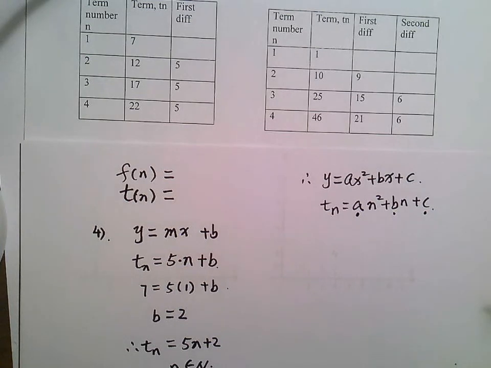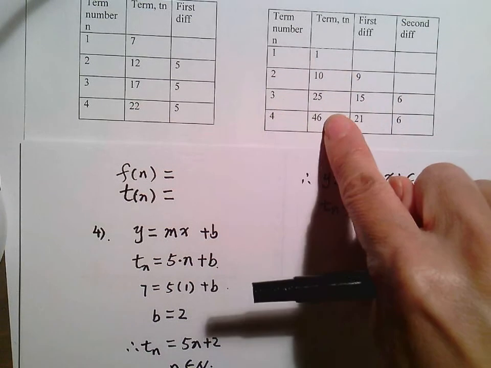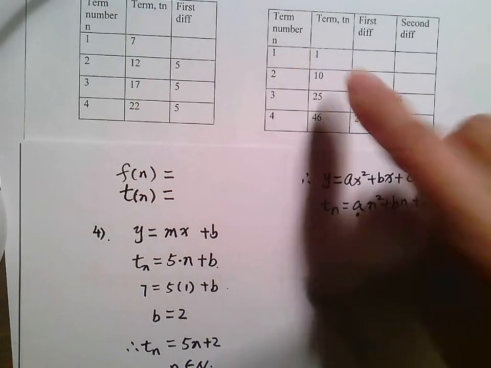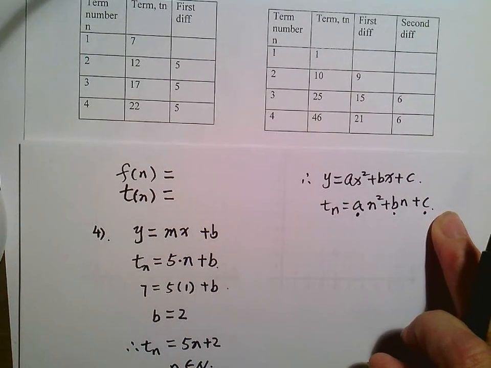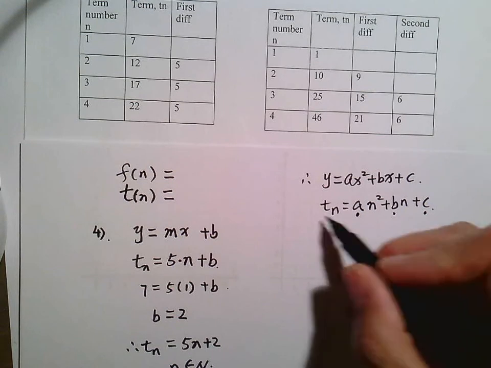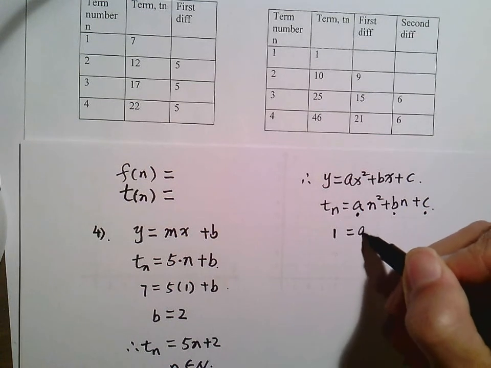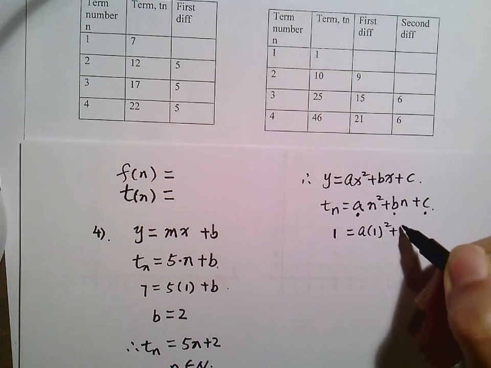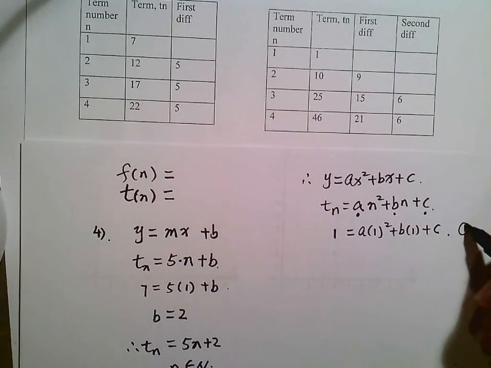There are 3 variables, and in order to determine 3 variables, you need 3 equations. Look at this table. You have so many pairs of term number and term value. All of these satisfy this equation, right? So when the term number is 1, the first term is a times 1 squared plus b times 1 plus c. I got the first equation.